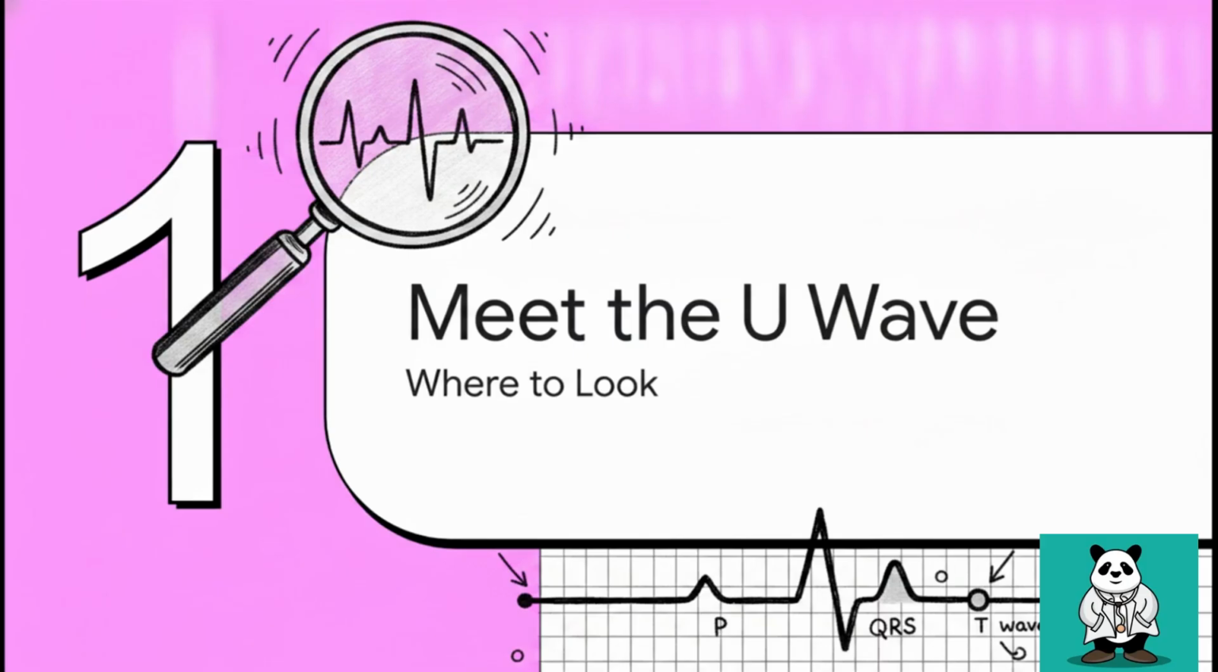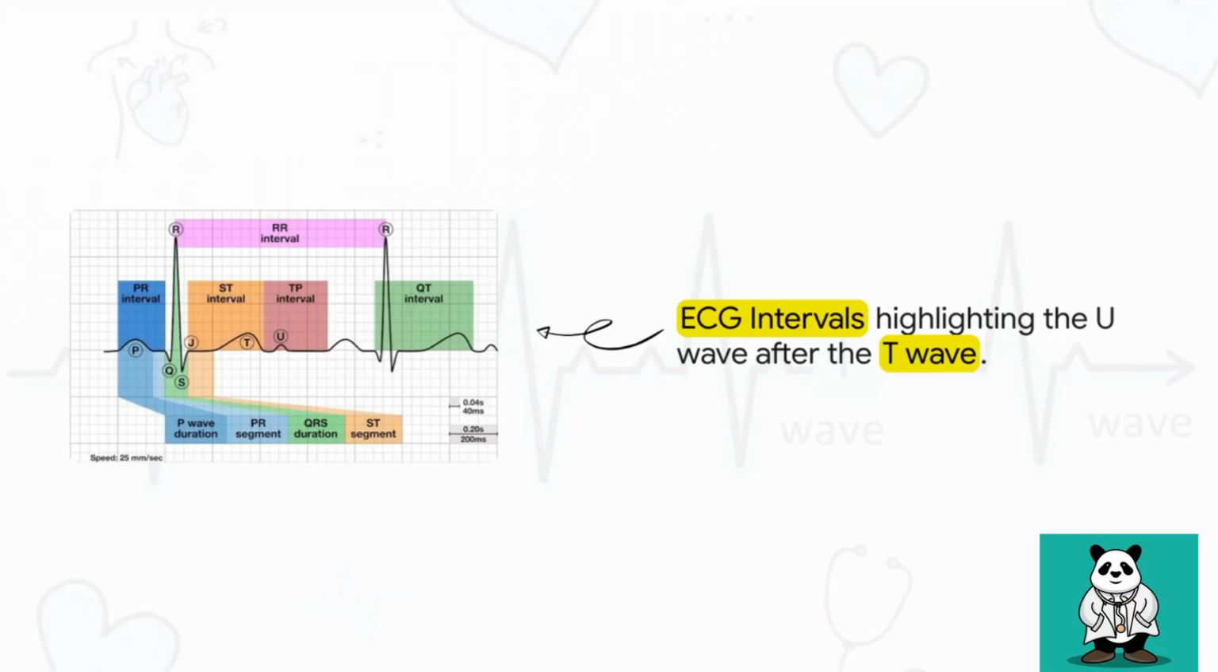Because before we can diagnose anything, we have to know exactly where we're looking. Notice the area highlighted right here. That little blip is the U wave. It's a tiny, maybe half a millimeter deflection that happens immediately after the T wave. If you're out there hunting for it, your best bet is usually looking at leads V2 and V3. So always keep your eyes glued to that prime real estate right after the T wave wraps up.